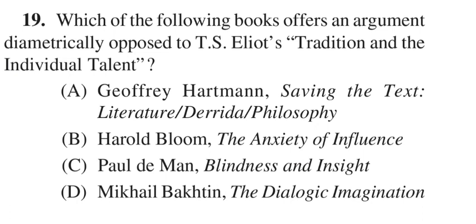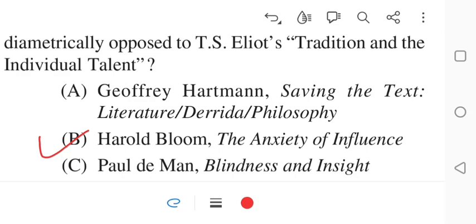Number 19, which of the following books offers an argument diametrically opposed to T.S. Eliot's Tradition and the Individual Talent? Geoffrey Hartman, Saving the Text, Literature, Derrida, Philosophy, Harold Bloom, The Anxiety of Influence, Paul de Man, Blindness and Insight, Mikhail Bakhtin, The Dialogic Imagination. So the correct answer of number 19 will be B, Harold Bloom, The Anxiety of Influence. Got it?